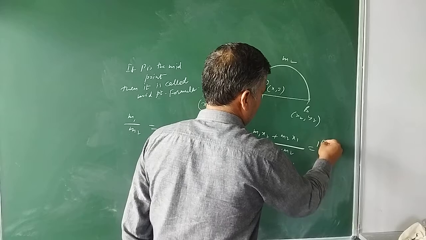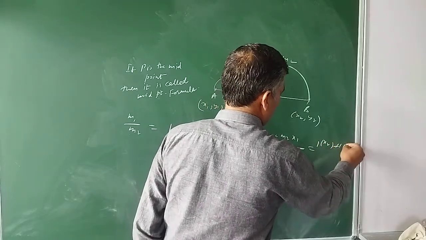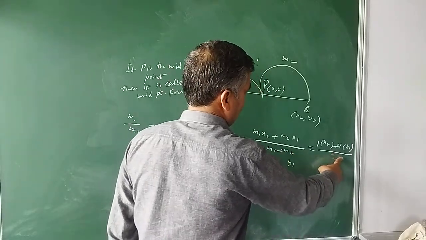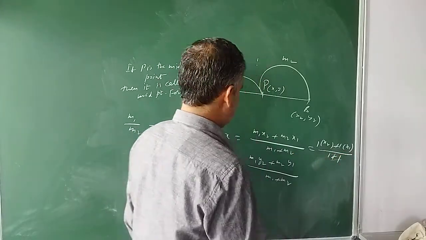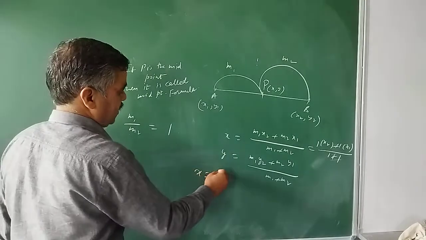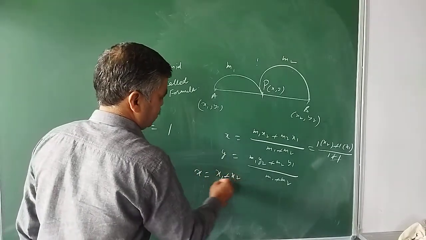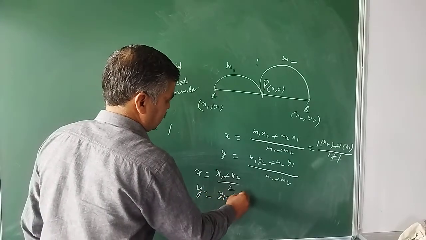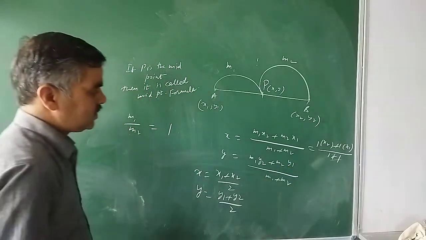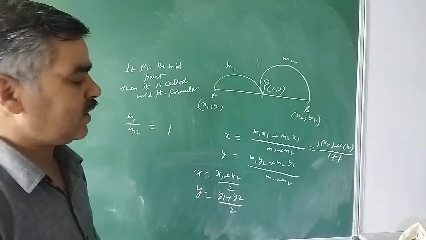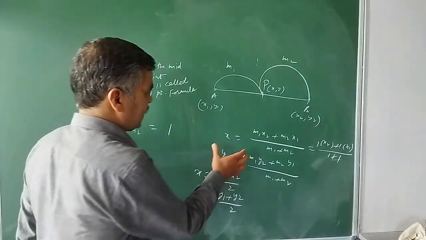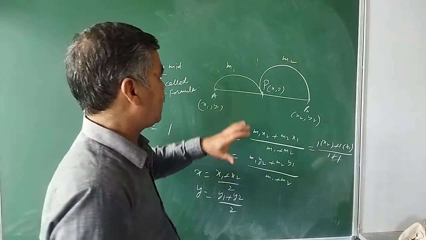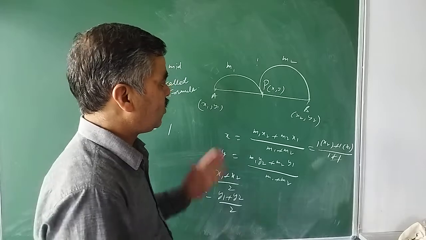This will be 1 into x2 plus 1 into x1 whole upon M1 plus M2, or you can write here 1 plus 1, that is 2. So the x coordinate you can now represent by x1 plus x2 upon 2. And similarly y will be equal to what? y1 plus y2 upon 2. So this is called the midpoint formula. Nothing I did, simply I replaced this ratio. Why? Because now I am considering this P is the midpoint here. So then the ratio will be divided in equal parts.